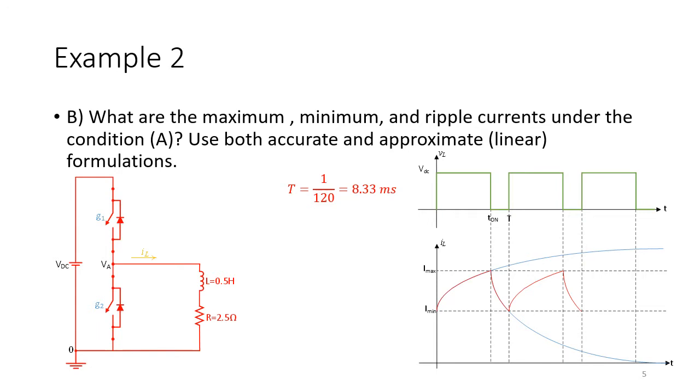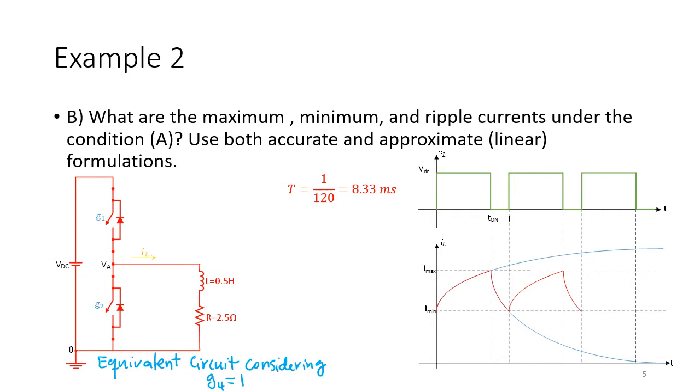What are the maximum, minimum, and ripple current under condition A? Use both accurate and approximate linear formulation. So we said VB is 0, and we drew this last week. Here is the equivalent circuit considering G4 is equal to 1. It shows how this full bridge is reduced to a half bridge now.